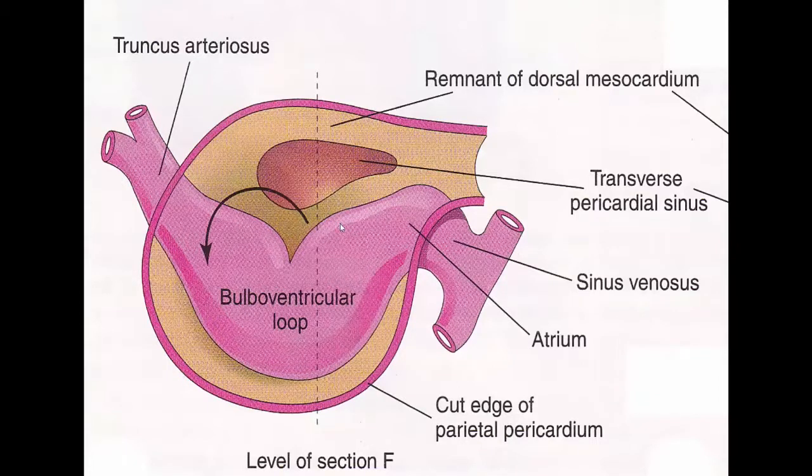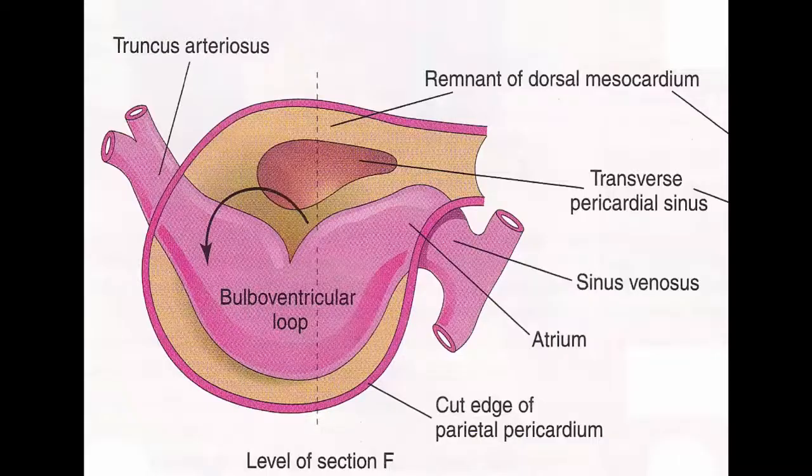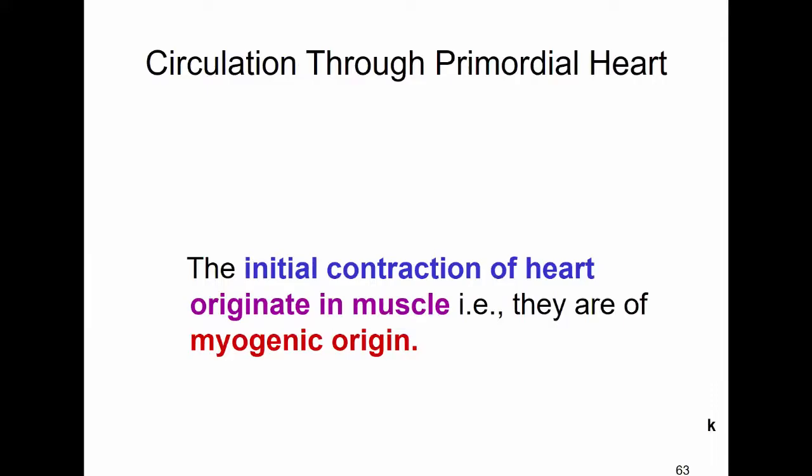So in reality, when you hold a viscera, we ask you to show me where is the transverse pericardial sinus. So between the arterial end and the venous end, you have to put a finger. So this is the transverse pericardial sinus. So we have finished it.